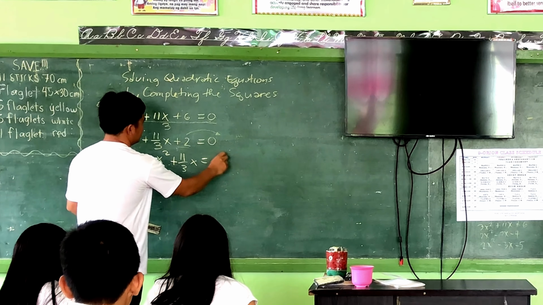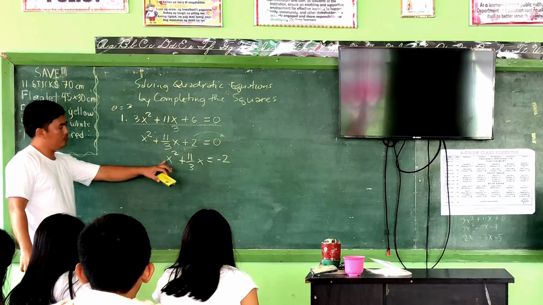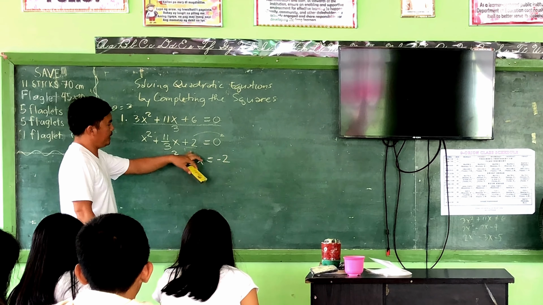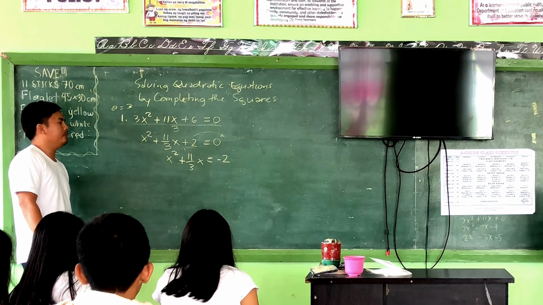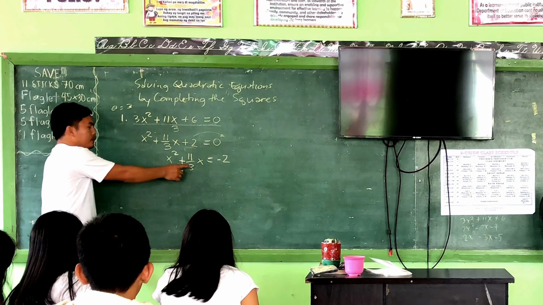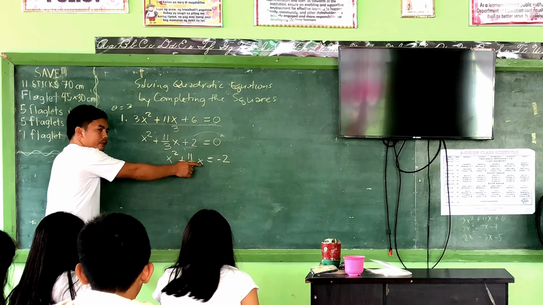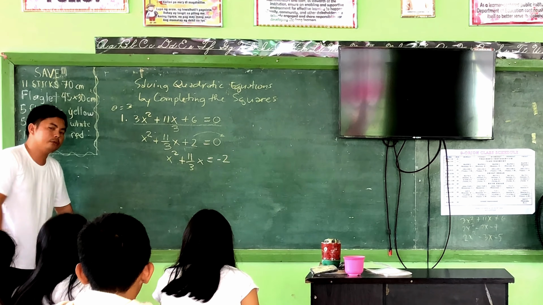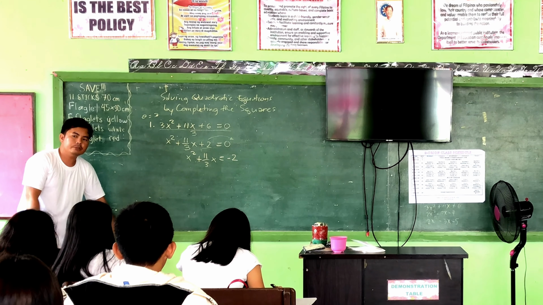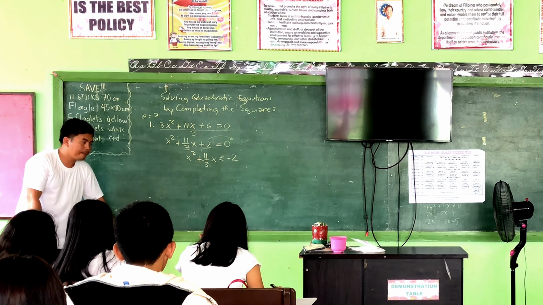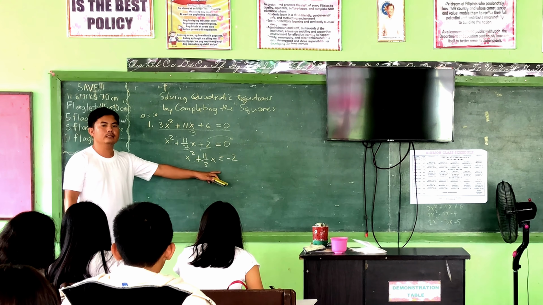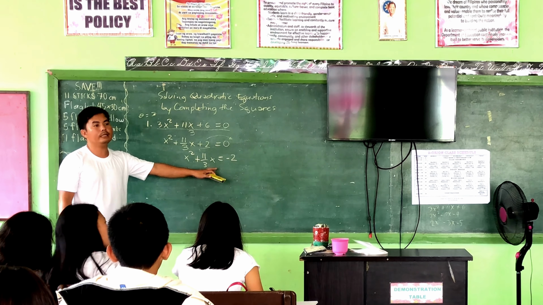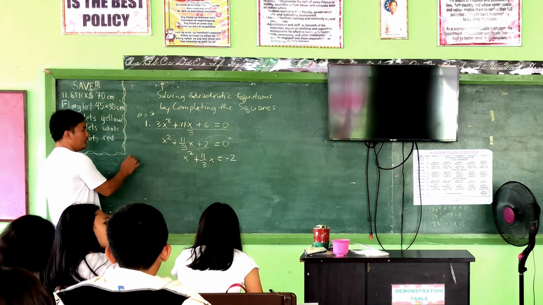Okay, next. We're going to complete the square by adding to both sides the square of 1/2 the numerical coefficient of the linear term. In this example, this is 11 over 3x. What is the numerical coefficient? Basta the number before the x, 11 over 3. So, we take its 1/2.